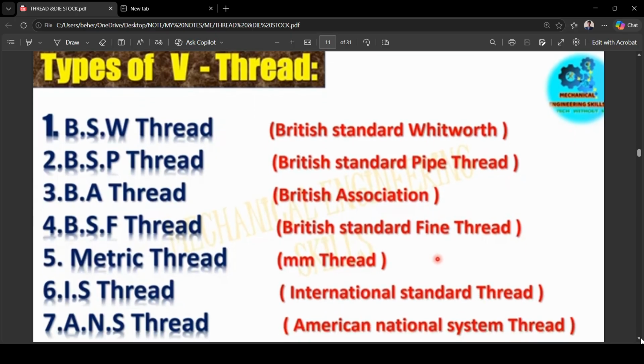BSW thread, British Standard Whitworth. BSP thread, British Standard Pipe thread. BA thread, British Association. BSF thread, British Standard Fine thread. Metric thread. ISO thread, International Standard thread. ANS thread, American National System thread.